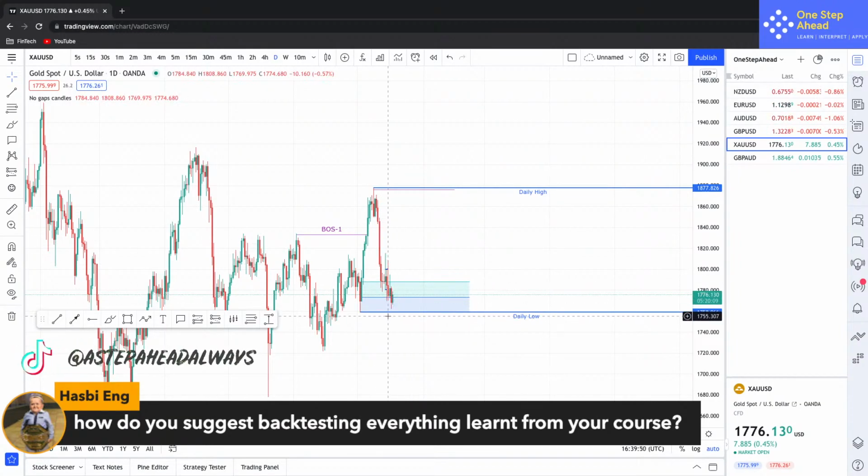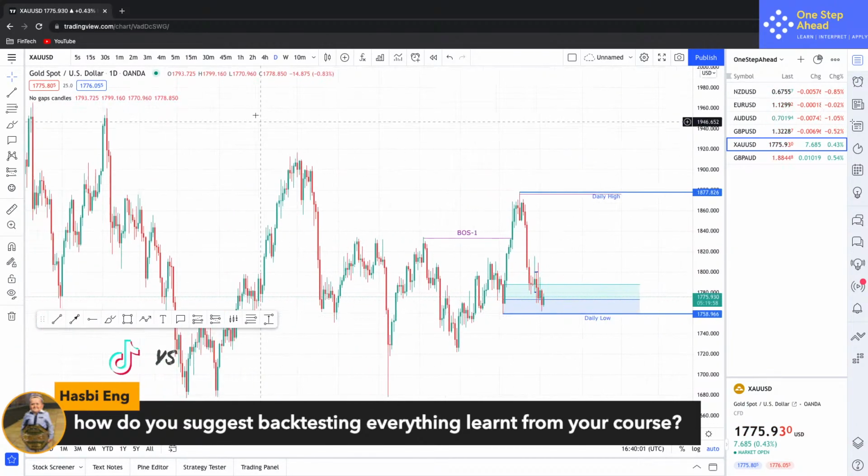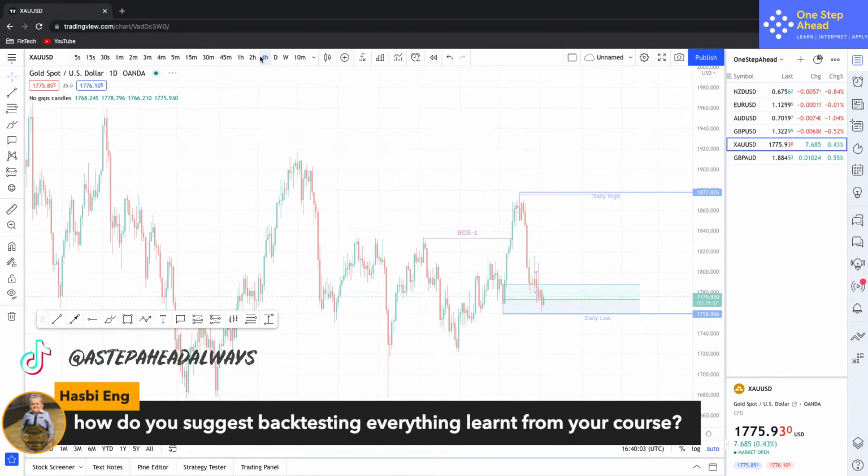So we can trade what we see rather than what we think will happen in the market, right? At the moment this is not violated, so it's still valid, but see how much time it is spending in that order block.